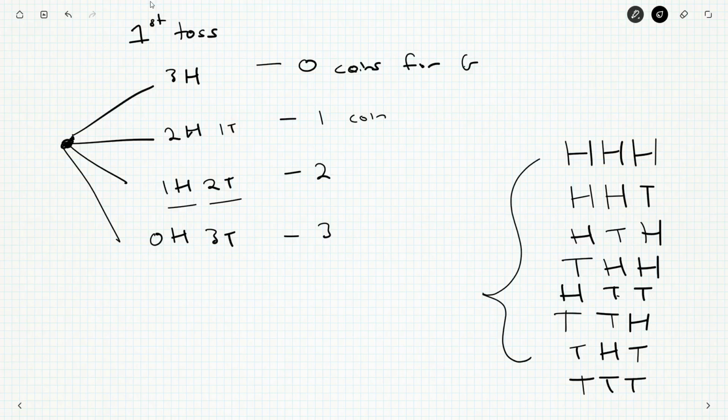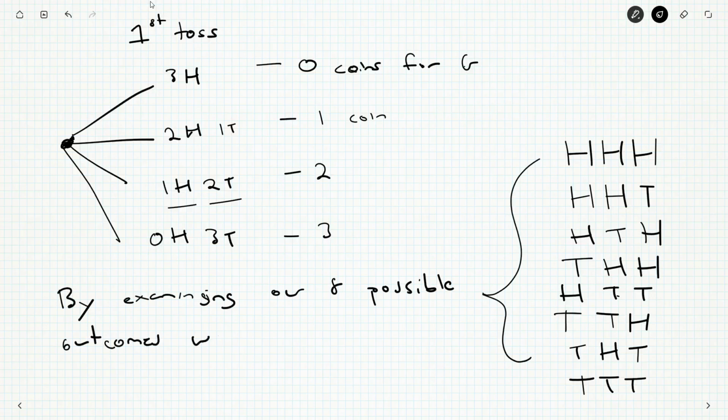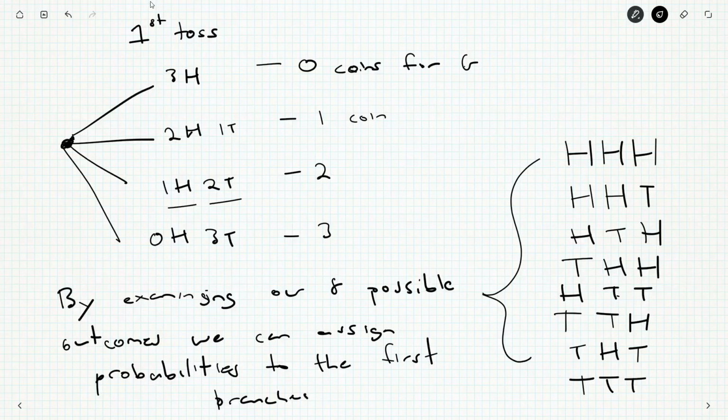Okay, so by examining our 8 possible outcomes, we can assign probabilities to the first branch, or the branches. So we'll do that, and then we'll analyze each little George subcase.